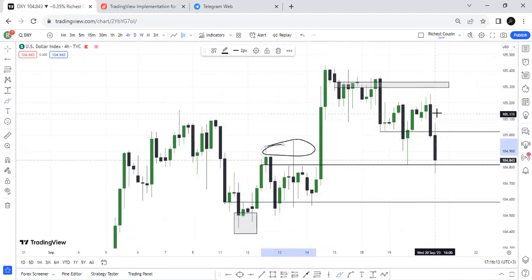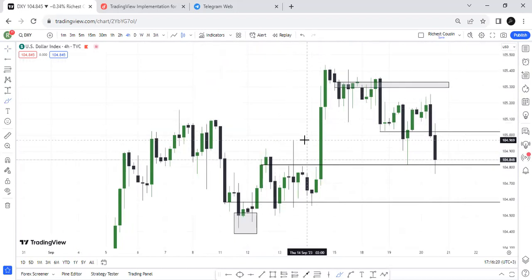But now you can see why we started to see DXY as bearish. You could see how price was reacting.